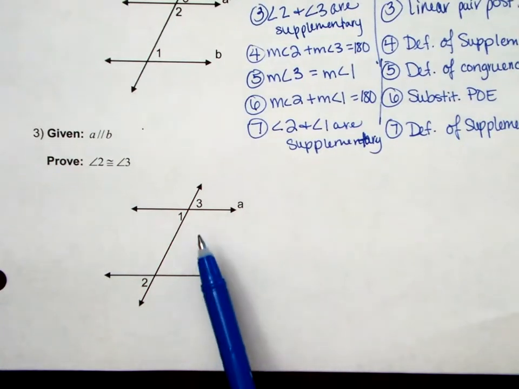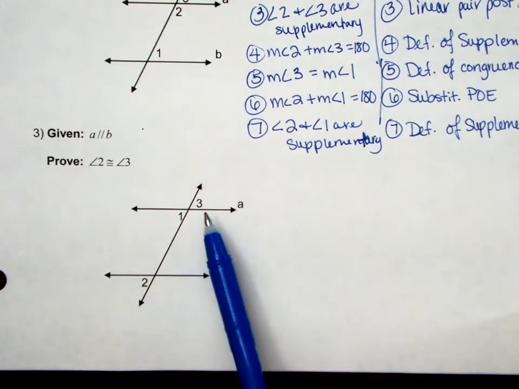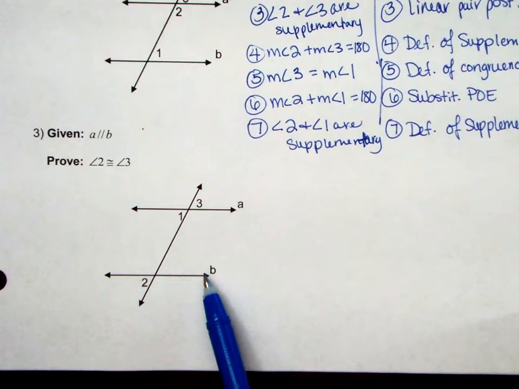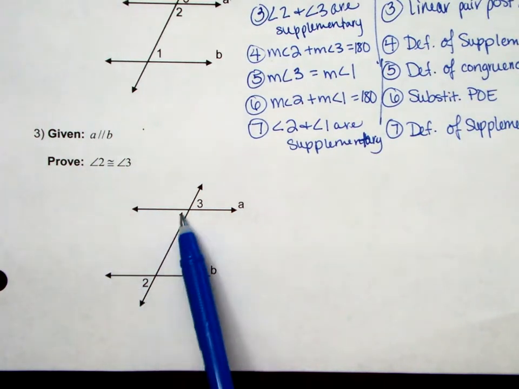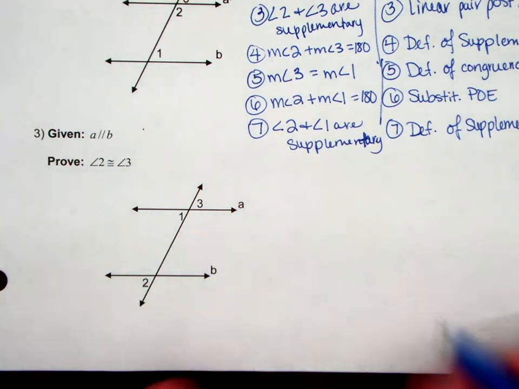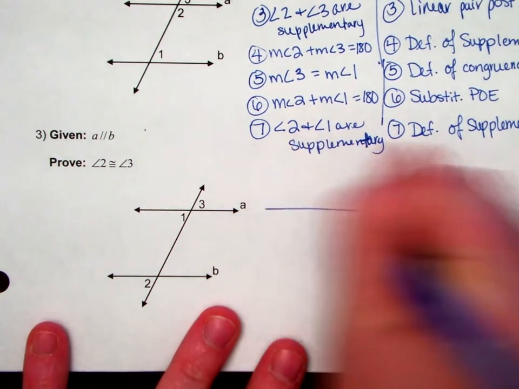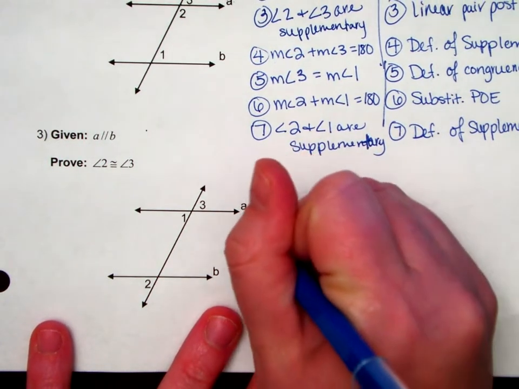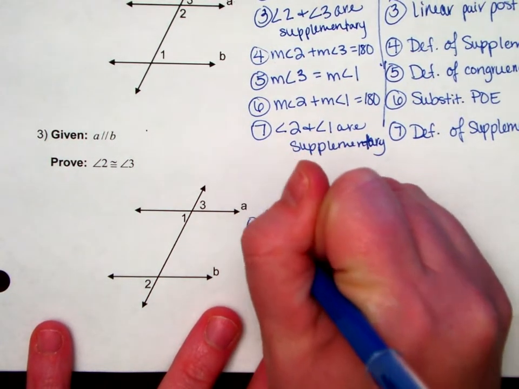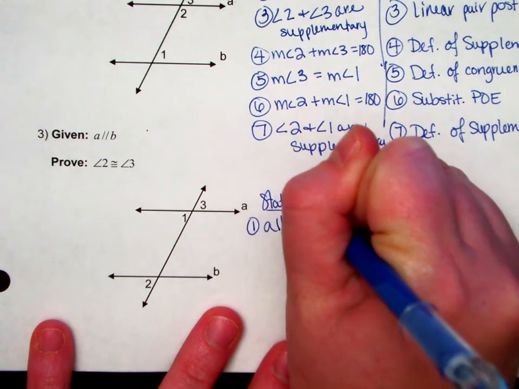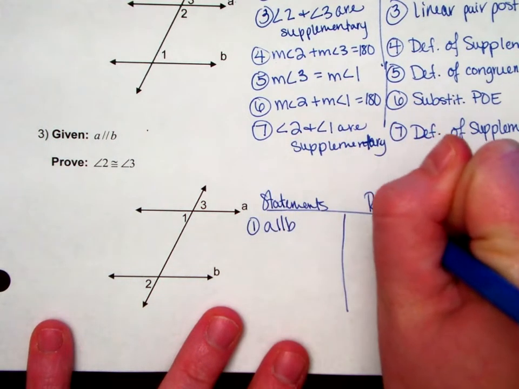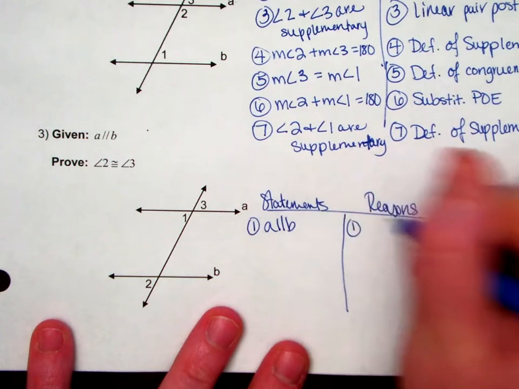Proof number 3. Angles 1 and 3 are vertical angles. Looking at the picture, I got some parallel lines given my given information of A is parallel to B, and I'm going to have to do something with angles 1 and 2. So, left side, you got step 1, A is parallel to B. This is your statements. This is your reasons. That's your given.